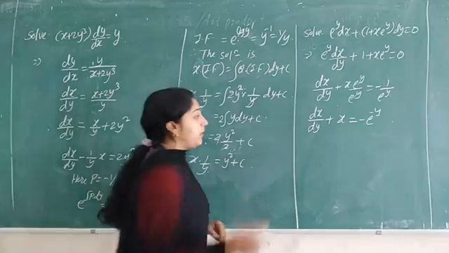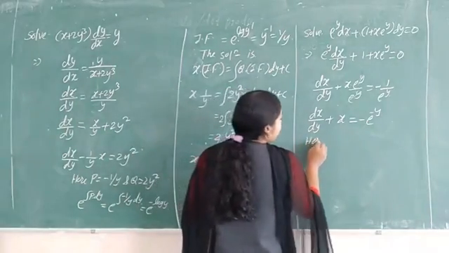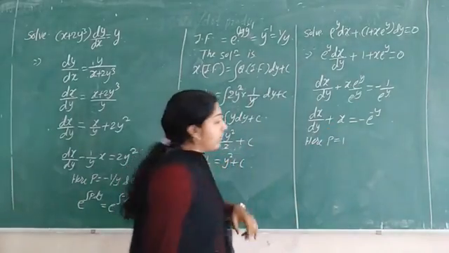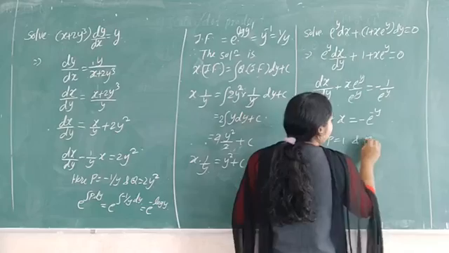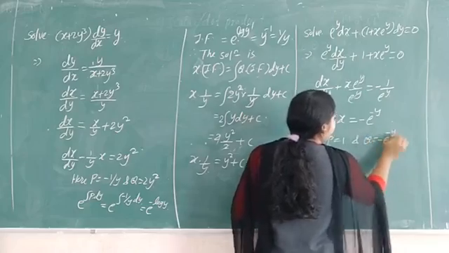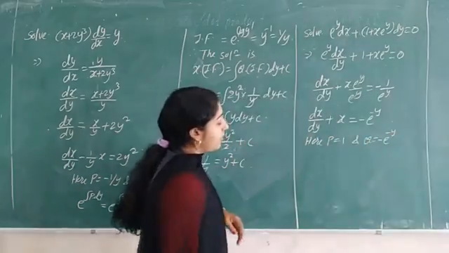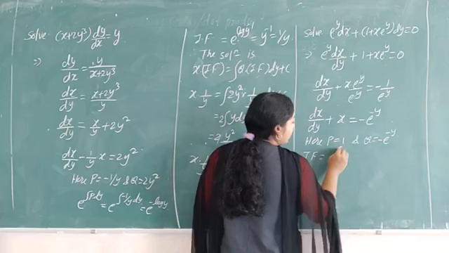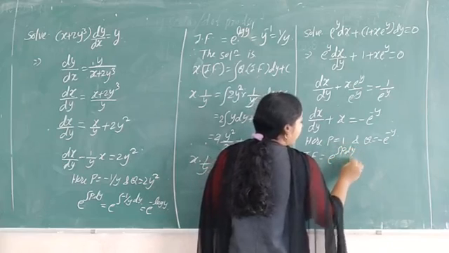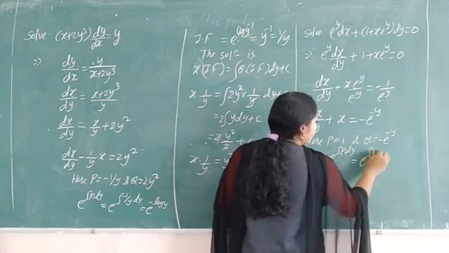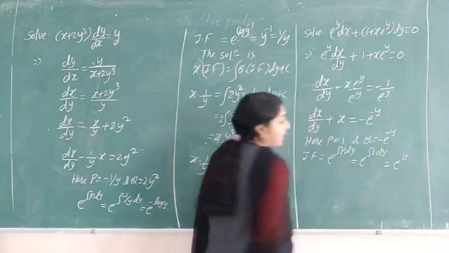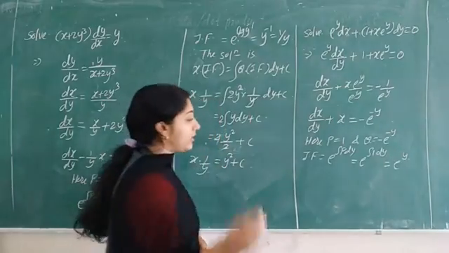dx by dy plus p into x. So here the value of p is 1 because coefficient of x is 1. And the value of q is minus e to the power of minus y. So first find integrating factor. So integrating factor is e to the power of integration of p dy. So this is equal to e to the power of integration of 1 dy. So integration of 1 with respect to y is y. So integrating factor is e to the power of y.